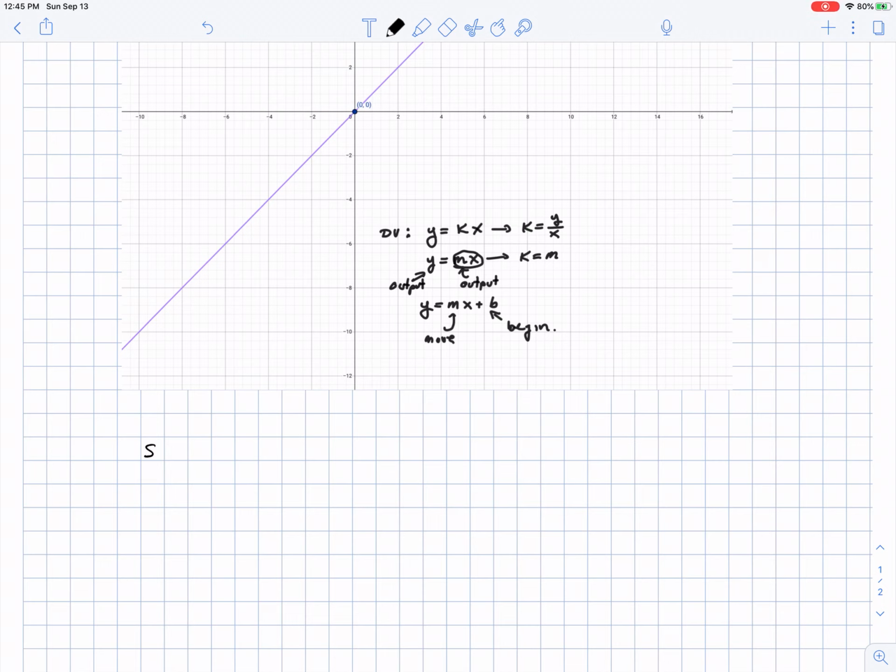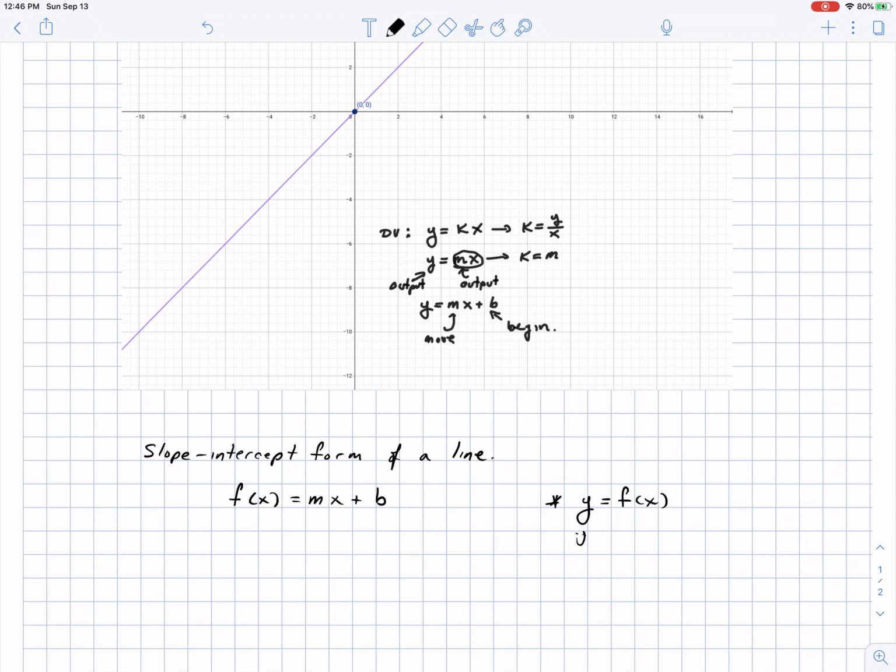So the slope-intercept form of a line is given by the function f of x is equal to mx plus b. Now, there's a bunch of stuff here, right? So let me say a few things. The most important equation you will ever know is y equals f of x. They are exactly the same thing.